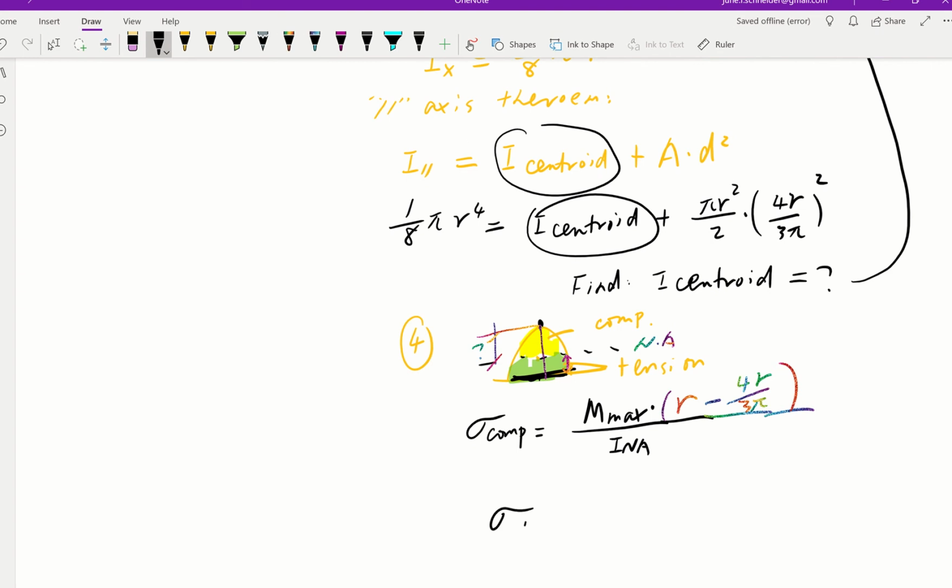How about the tension at the bottom? We're going to have the same M max because it's at the same location on the beam, and we're going to have the same neutral axis moment of inertia. What changes is this y, because this y is going to be from the neutral axis to that bottom point right here. So it's going to be this distance. That's your y. For this one, it's how far below the neutral axis, which is 4R over 3 pi. Okay, so that will help you solve this problem.